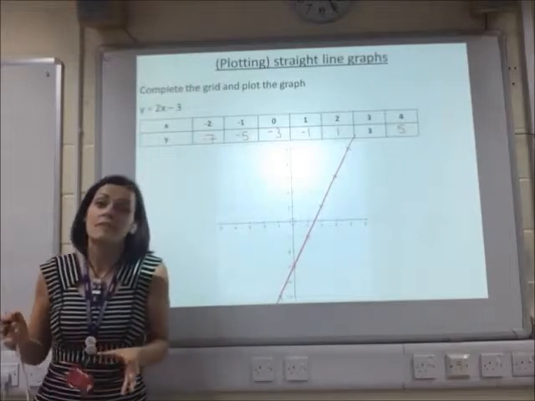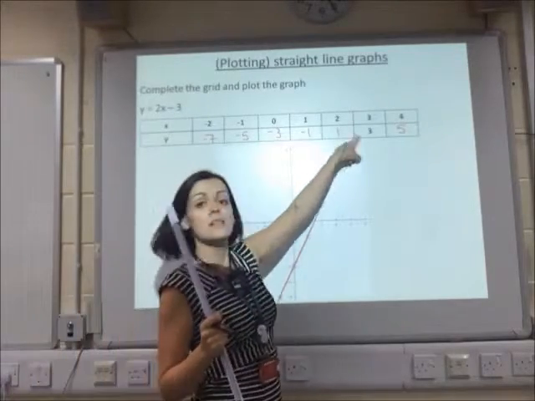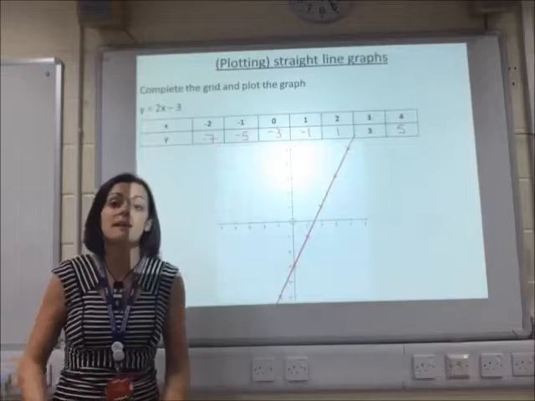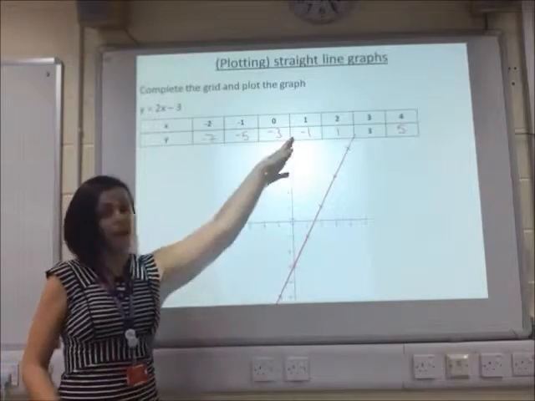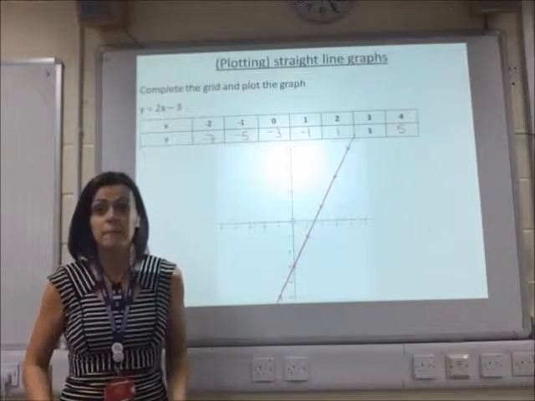It's not a dot to dot either, so do carry on to the edge of the axis. If you've got a little bit of space left, make use of it. Make your line stretch right the way across the graph paper.